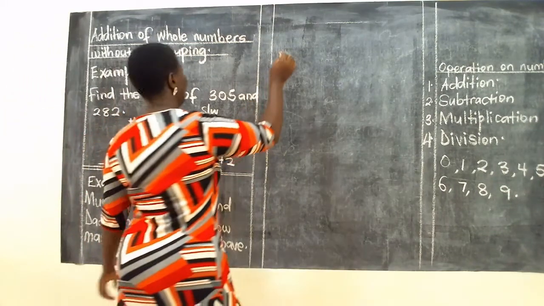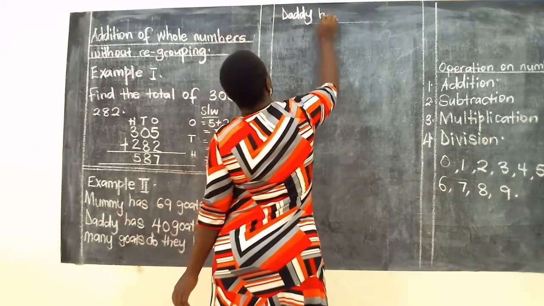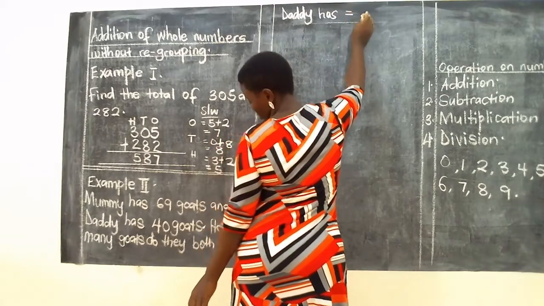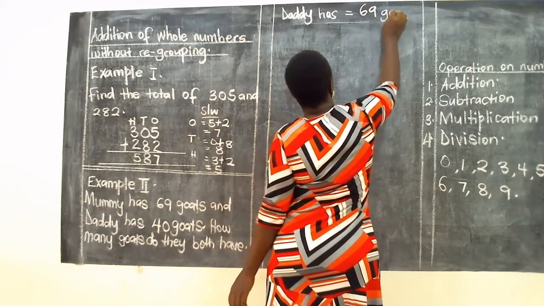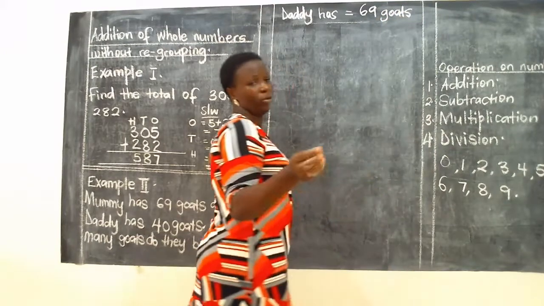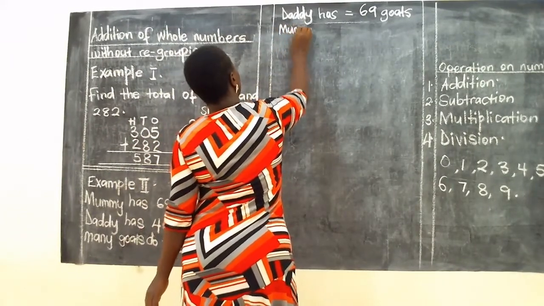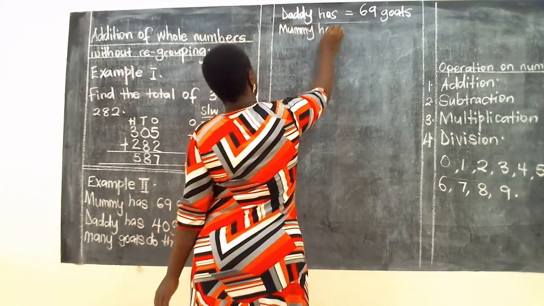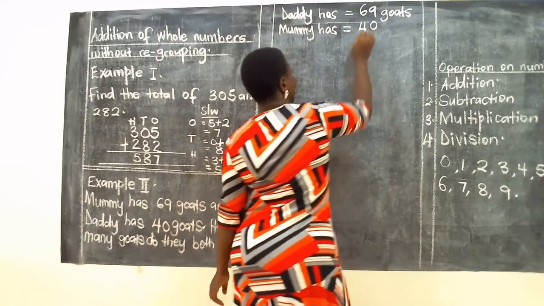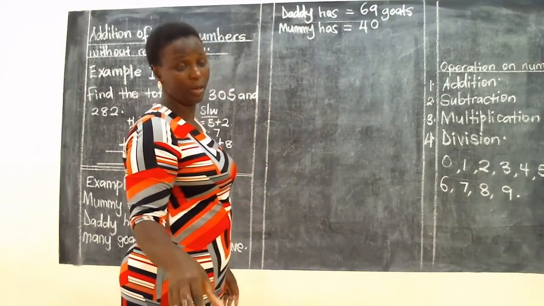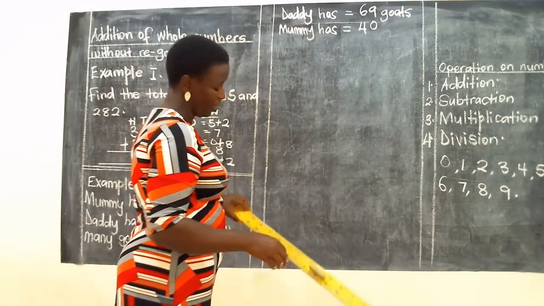So we shall say Daddy has 69 goats. Write that word goats there. You don't need to forget the units. And Mommy has 40 goats. Be mindful of the place values. Make sure that each digit is written in its proper place value.